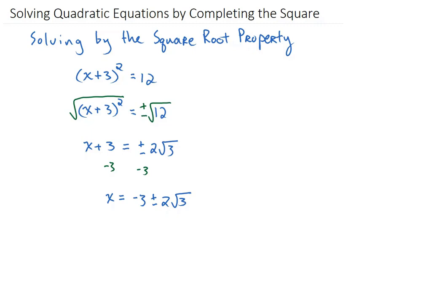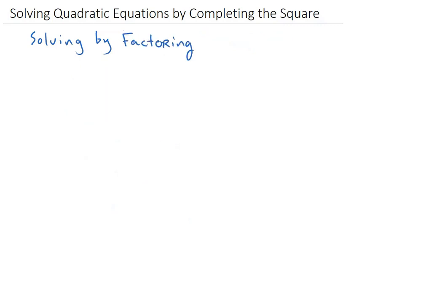And that's our solution. It's actually two values in that. One of them is negative 3 plus 2 square roots of 3. And the other one is negative 3 minus 2 square roots of 3. So that gives you the two values that are solutions to the original equation. So that's the idea of the square root property. Now let's look at the other method we've covered for solving quadratic equations. And that's solving by factoring.